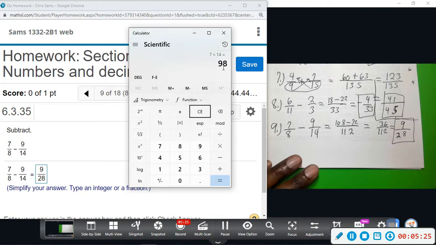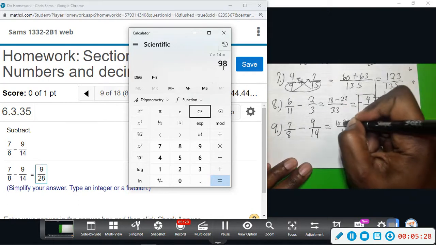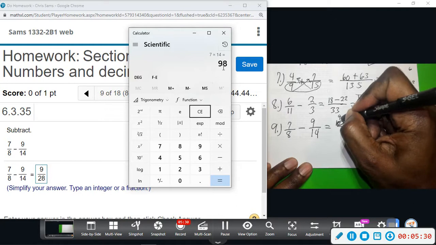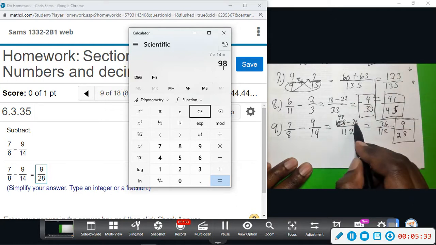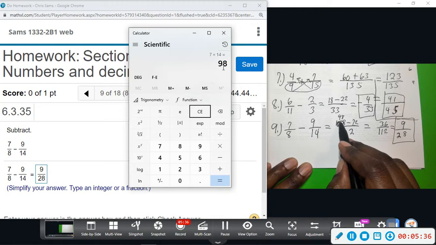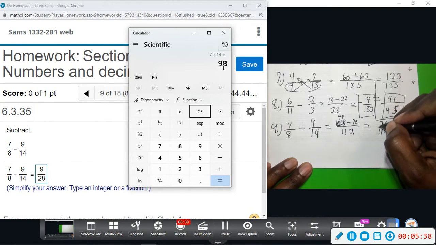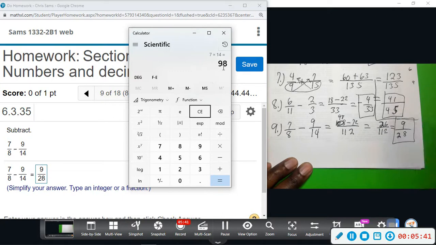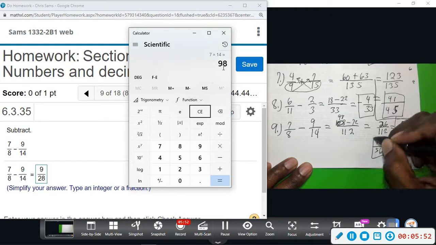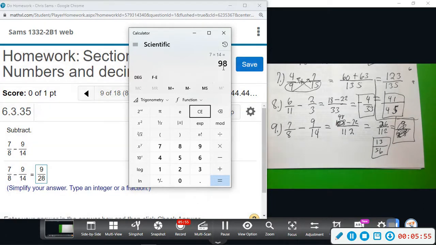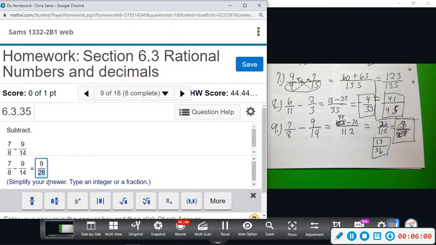Okay, so there's my mistake here. This is 98. So when we subtract 72 and 98, that will give us 26. And we can just divide by 2, and that will give us 13. And divide by 2, that will give us 56. Okay, so 13 over 56. So I made a mistake there with the 7. 13 divided by 56.